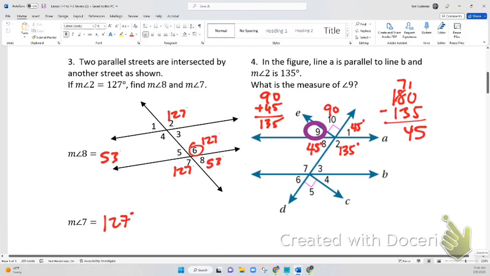And then we need angle 9 to add up to 180. And that, again, will also give you 45 degrees. So this one, angle 9, is 45 degrees.